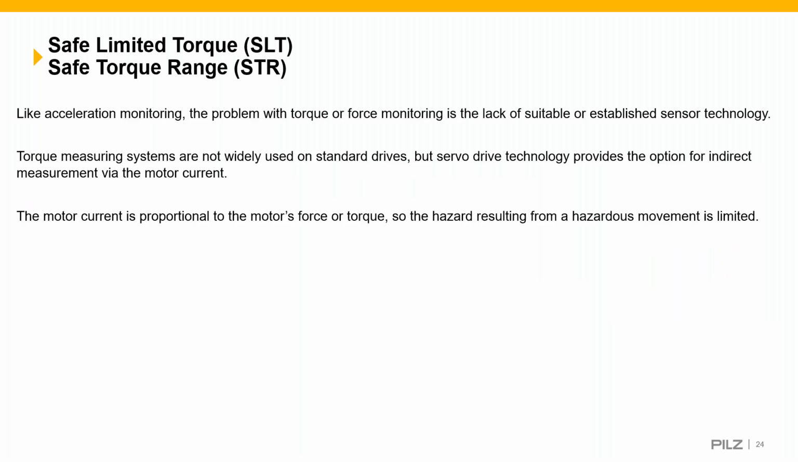Safe limited torque and safe torque range. Like acceleration monitoring, the problem with torque or force monitoring is a lack of suitable or established sensor technology to carry this out. Torque measuring systems are not widely used on standard drives, but servo drive technology provides the option for indirect measurement via the motor current. So the relation between motor current and torque is obviously being used. The motor current is proportional to the motor's force or torque, so the hazard resulting from a hazardous movement is limited.